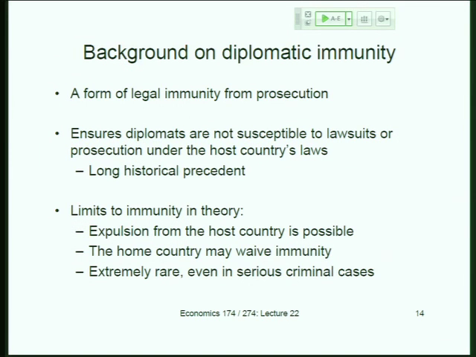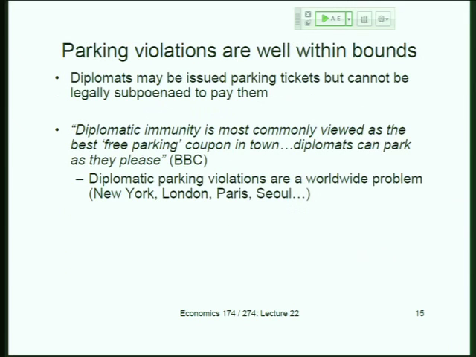So what ends up happening is that in countries around the world, in big world capitals and diplomatic centers, diplomatic parking has been reported to be a major problem. And you can pull articles on many different cities. And New York, because of the presence of the UN, is one place where this has historically been seen as a big problem.